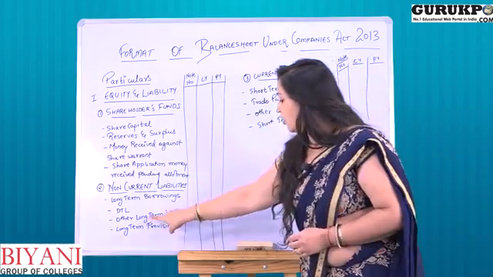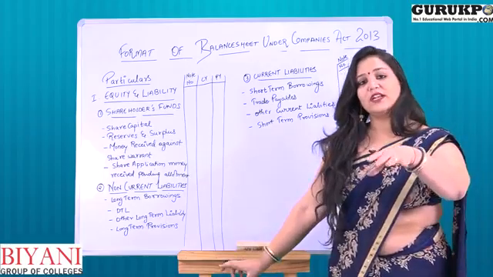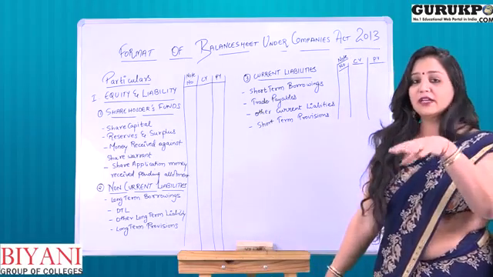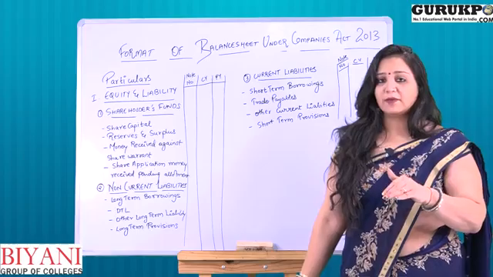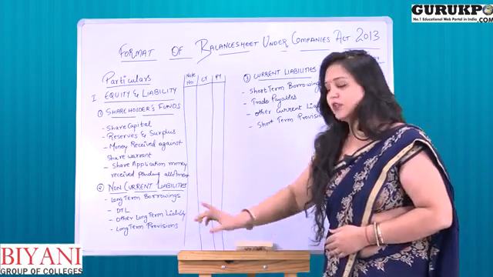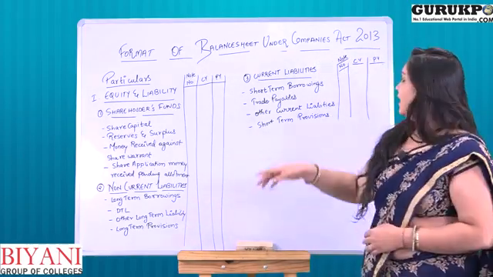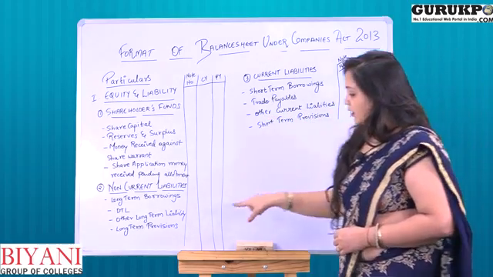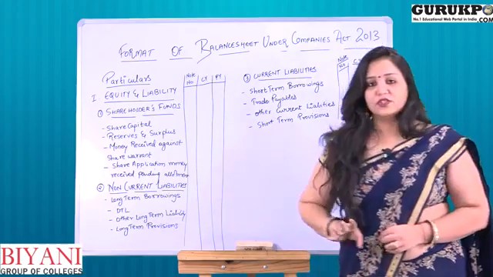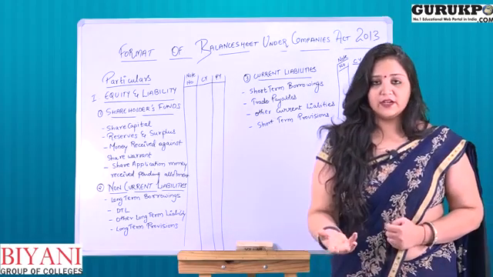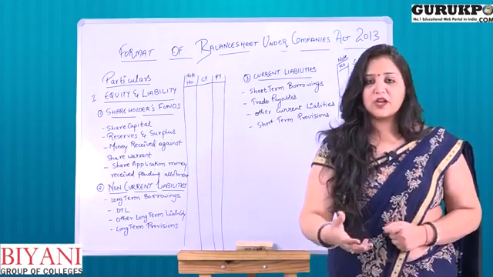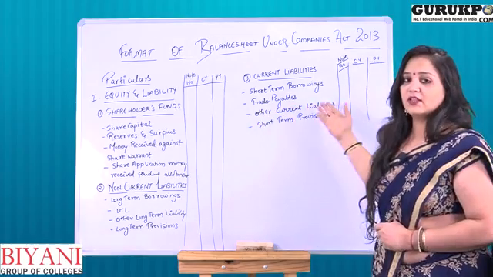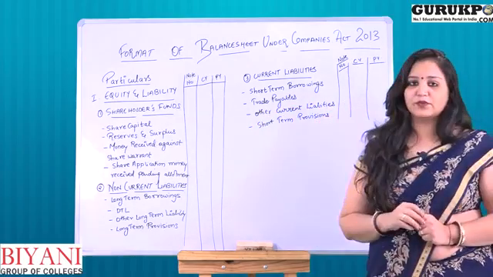Next, other long term liabilities: other than the borrowings and deferred tax liability, any other liability which is long term is to be shown in other long term liabilities, and the same goes here, other current liabilities. Last item, long term provisions. The provisions which are created and which are for more than 1 year are to be shown in long term provisions, and the short ones are to be shown in short term provisions.